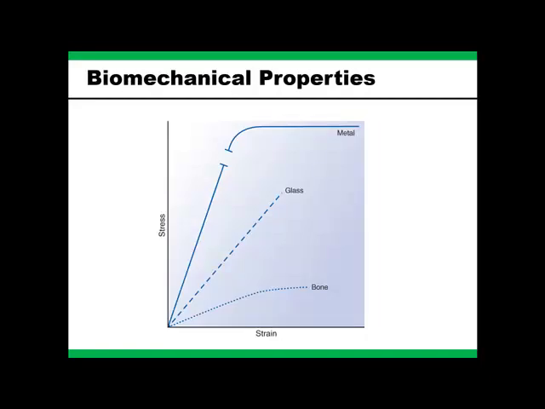Now, if we compare bone to other materials that we know, like glass and metal, we see the differences. So glass and metal, pound for pound, are stronger than bone, right? Second thing is, look at glass. It goes up, so it's got this reasonably high elastic region. There is no plastic region at all with glass. It goes up, there is no deformation.